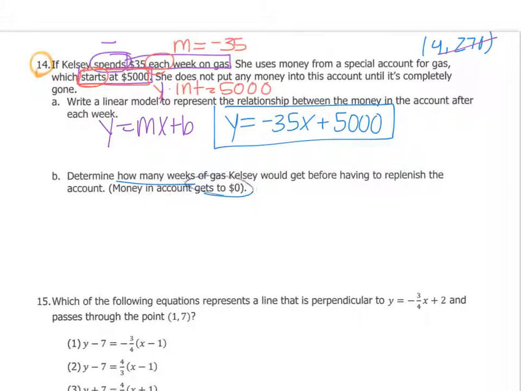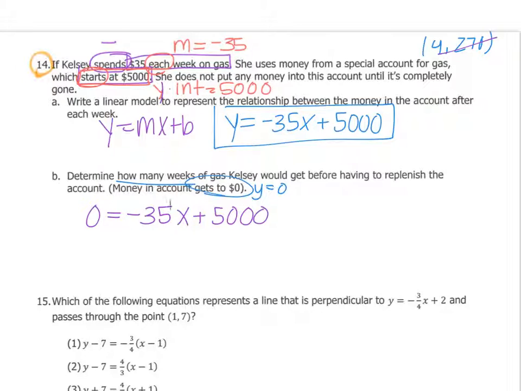Then it says determine how many weeks of gas Kelsey would get before having to replenish the account, meaning the money in her account gets to $0. So if we think about $0, dollars is representing the y. So we're going to say that y is equal to 0. We're just going to plug in. 0 equals negative 35x plus 5,000.